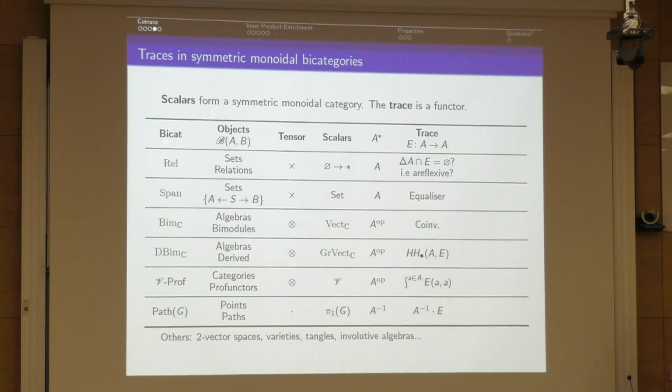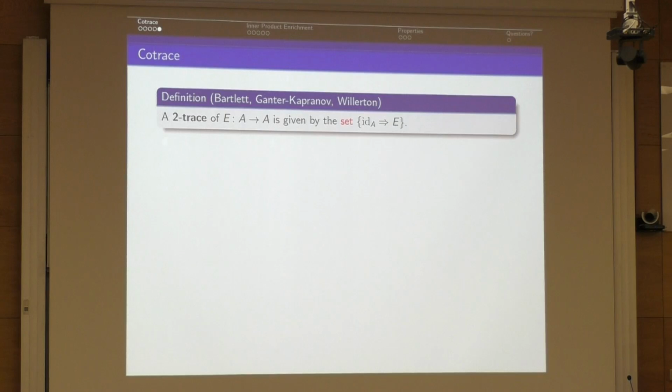But the thing that you might notice here is that each of these examples of trace has a kind of dual notion, right? So you look at covariance, you think, well, what about invariance? You look at Hochschild homology, you think, what about cohomology? You look at coends, you think, what about ends? So there's some suggestion that there ought to be some dual notion to the trace, hence cotrace.